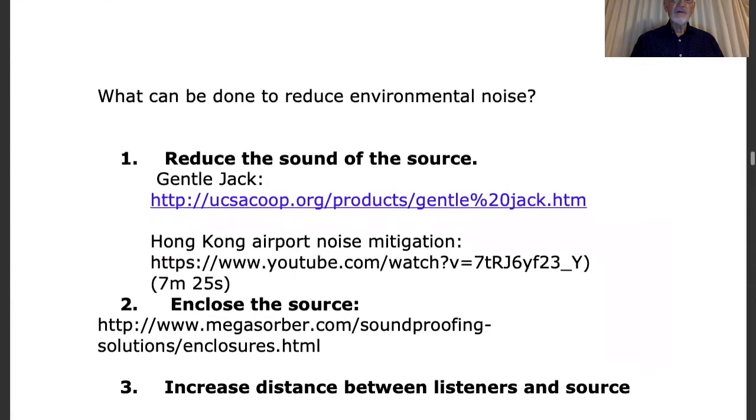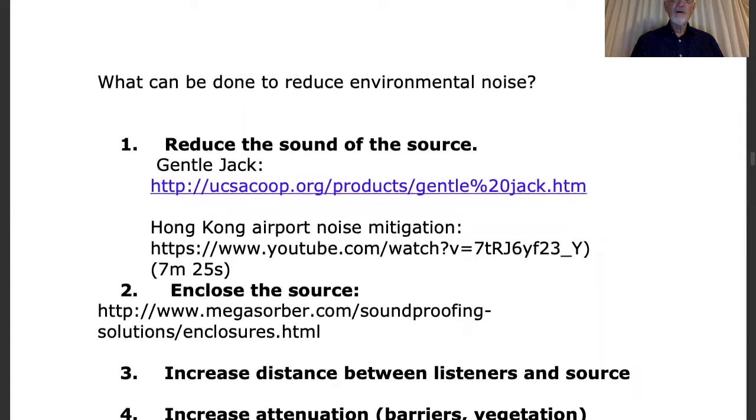So what can be done to reduce the environmental noise? Now, this is the six or seven, actually I've made it up to seven, principles of reduction of noise. The first thing you would look at is to reduce the sound of the source. There are a couple of videos there you can look at, particularly that one about a jackhammer. Jackhammers are notoriously noisy, and this one was designed to have minimum vibration, minimum noise. So that's an interesting bit of engineering design.